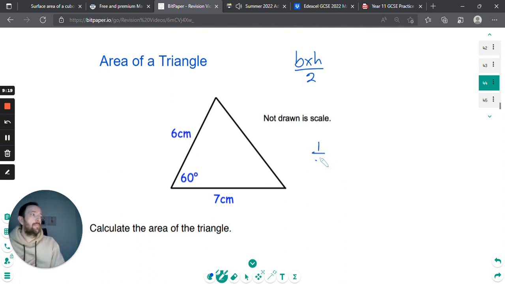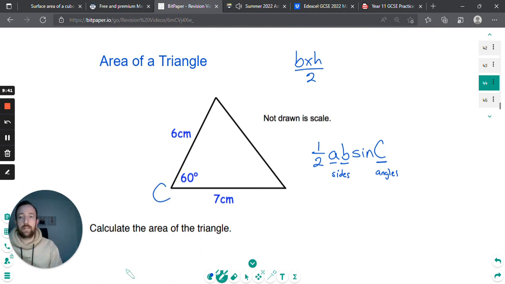The formula is a half AB sine C. What does that mean? Little letters are your sides, and the big letters are your angles. If you look at the diagram, we've only got one angle there, so that's going to be our big C. The other two are just your A and your B. They just wrap around the angle. And all you do is put it into your calculator: a half times 6 times 7 times the sine of 60.